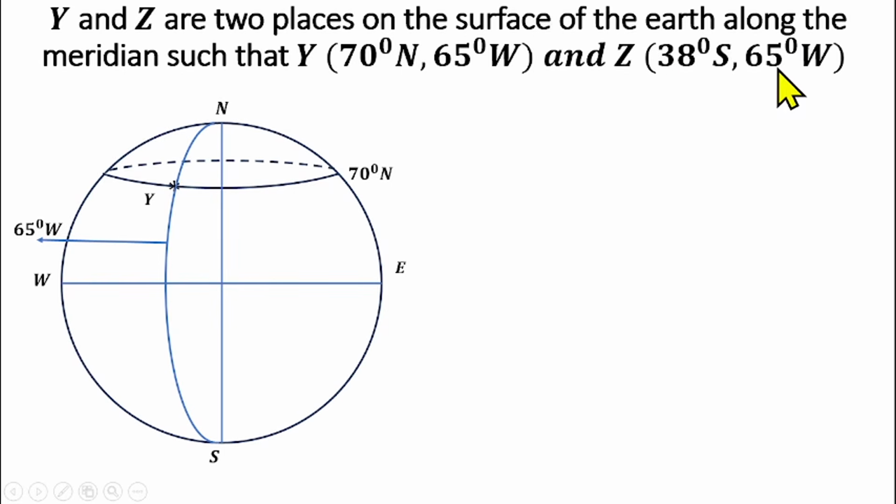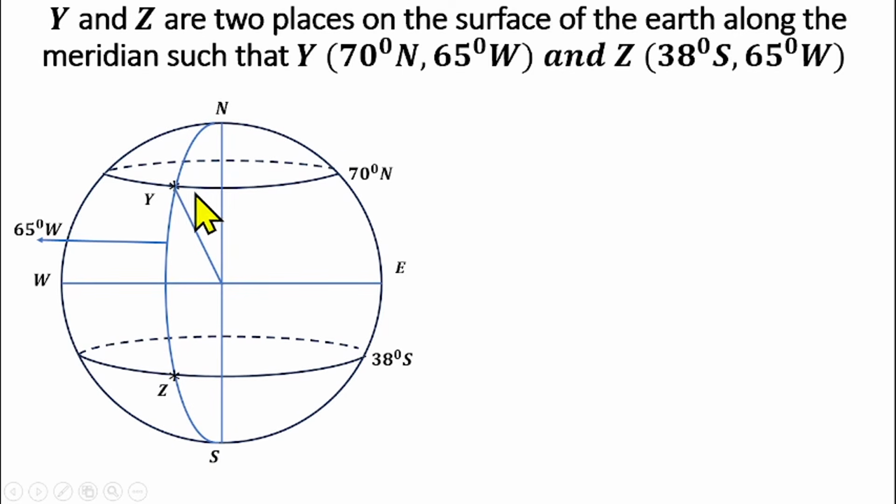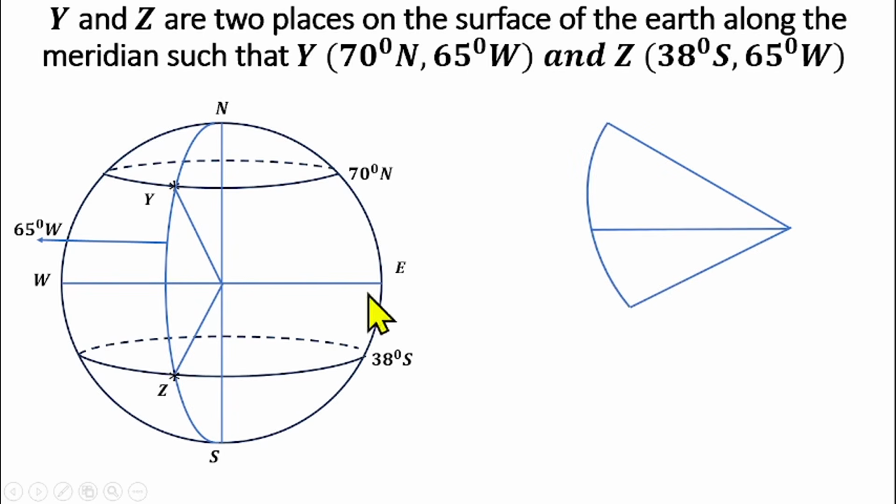Then we need to locate point Z as well on the Earth's surface. It's on the same longitude, 65 degrees west, but a different latitude, which is 38 degrees south. So I should have another latitude around here, 38 degrees south. Then this place should be point Z. So both point Y and point Z are on that meridian, which is 65 degrees west, and that's a great circle. So I'm going to draw the radius from the center of the Earth to this point and to this point as well. Then if I draw the diagram, I should have something like this.